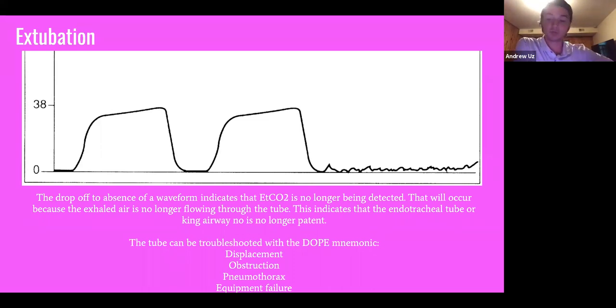So that means the tube is no longer patent, the line is no longer good, which means that the tube needs to be troubleshooted. You need to determine where that tube is, and why you're not getting air exchange, because if your tube is not in the trachea, that patient will not be breathing.